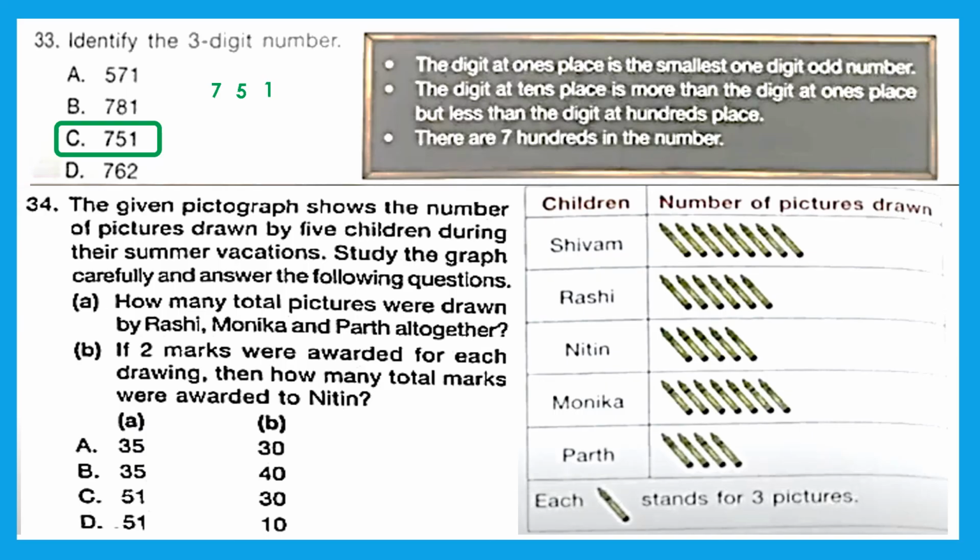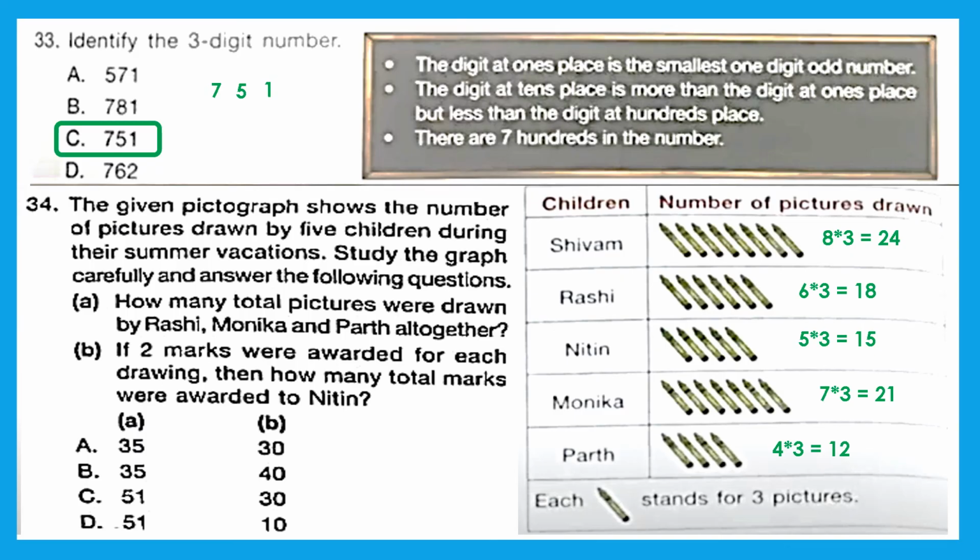So Shivam has drawn how many pictures? 8 into 3, that is 24. Rashi 6 into 3, that is 18. Nitin 5 into 3, that is 15. Monica 7 into 3, that is 21. Part 4 into 3, that is 12. Now we got number of pictures drawn by each child.